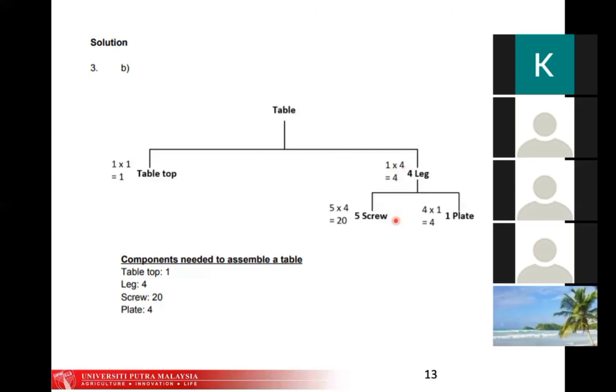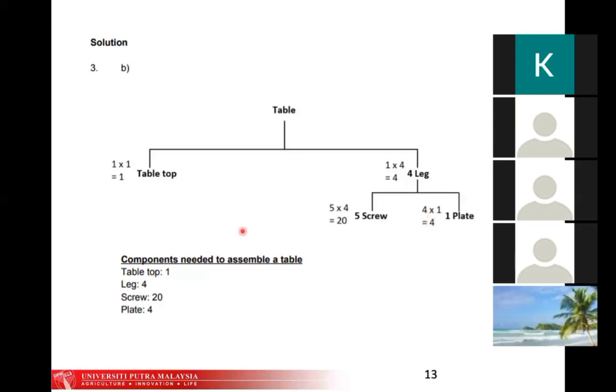From the legs, we have the components, which are the screws and the plates, and these are at level 2. 5 screws are required to construct 1 leg. Since we have 4 legs, it's 5 times 4 equals 20. Lastly, the plate: we have 1 plate for each leg and we have 4 legs, so 4 times 1 equals 4.